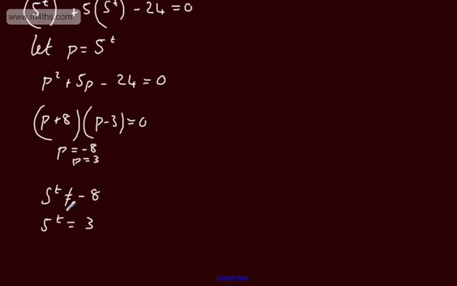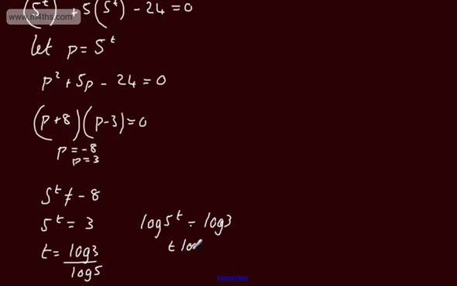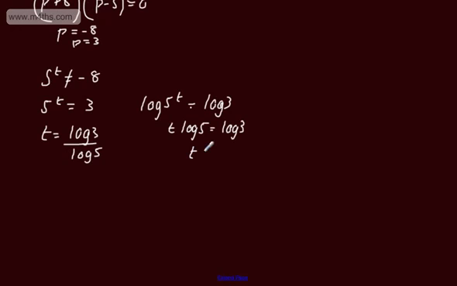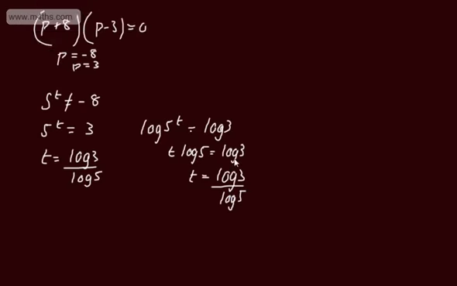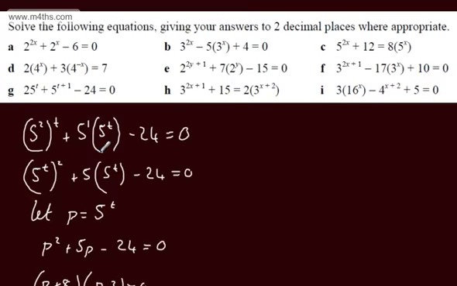5 to the t can never be equal to minus 8. We've looked at that graphically, that's not going to happen. Therefore, all we need to do is solve for this one. So t will be equal to log 3 divided by log 5. And I hope when I write that, you're comfortable with what I've done. I've just taken logs of both sides. Log 5 to the t is equal to log 3. t log 5 is equal to log 3. Dividing both sides to make t the subject, t is equal to log 3 over log 5. And in the exam, I would show full workings. So that's a nice little one that we've manipulated to give us exactly what we want.